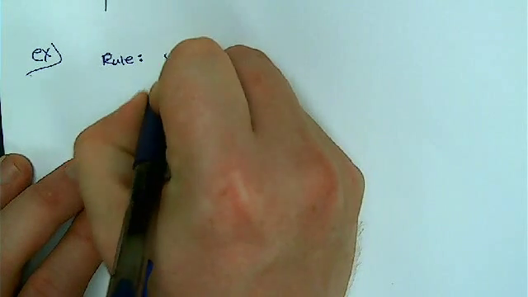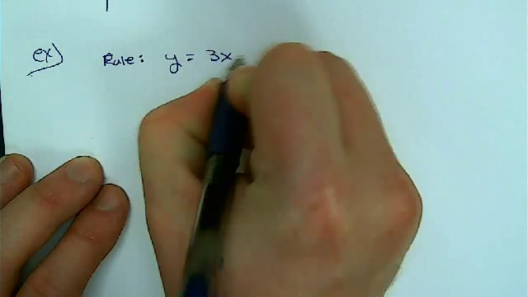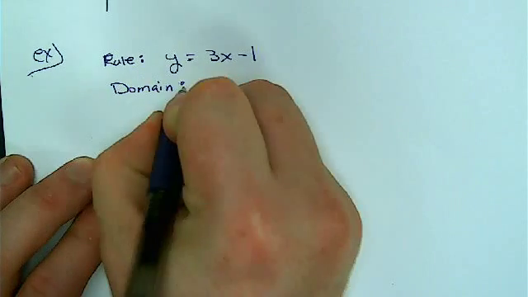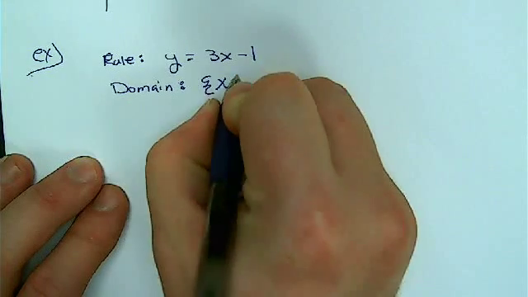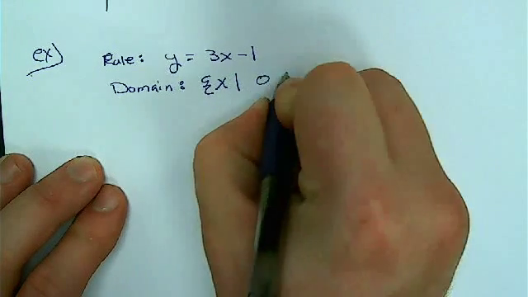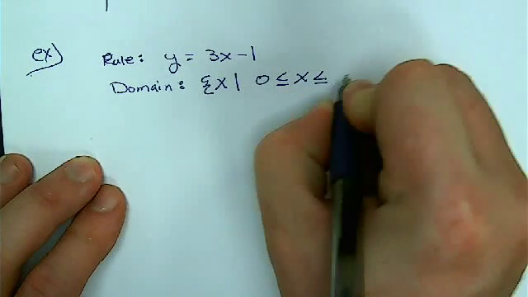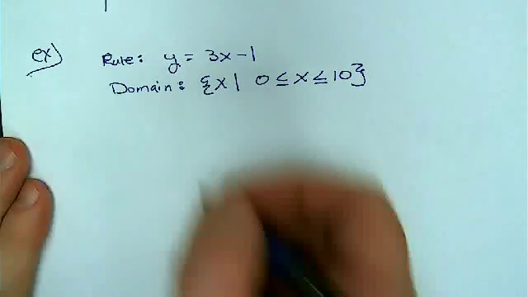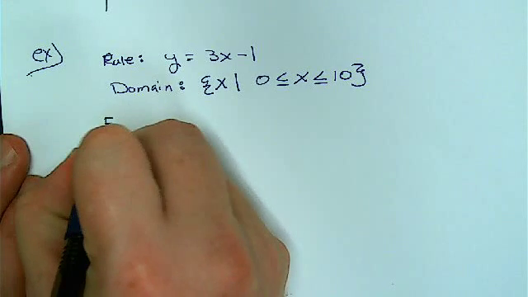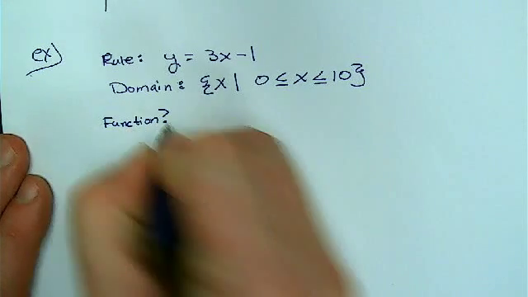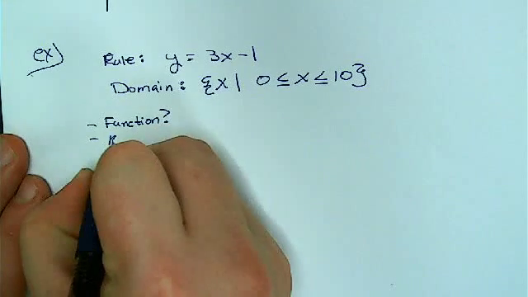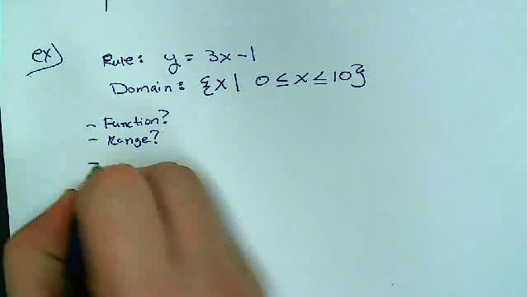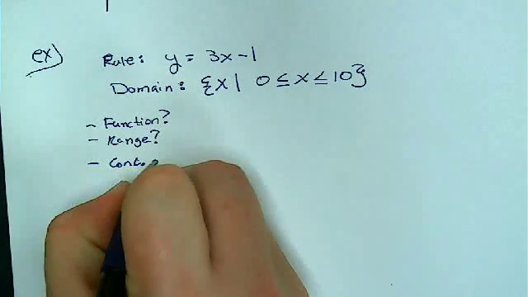The rule is going to be y, it's going to be made up of 3x minus 1. My domain, I'll give you guys, is going to be all the values of x such that 0 is less than or equal to x, less than or equal to 10. I want to know, is this a function? I want to know what the range is. I also want to know, is this going to be continuous or discrete?